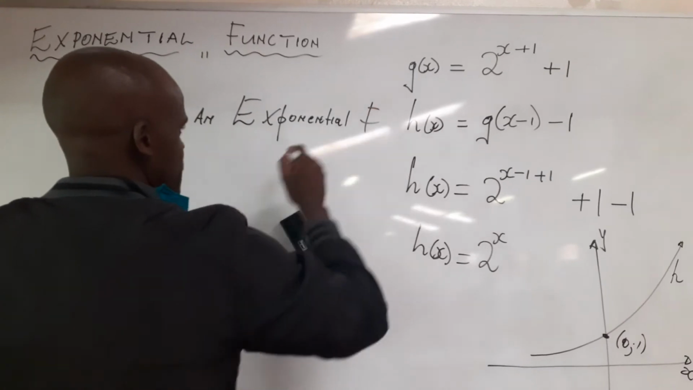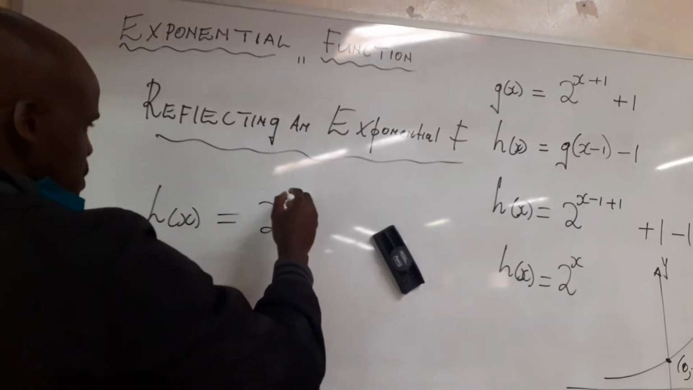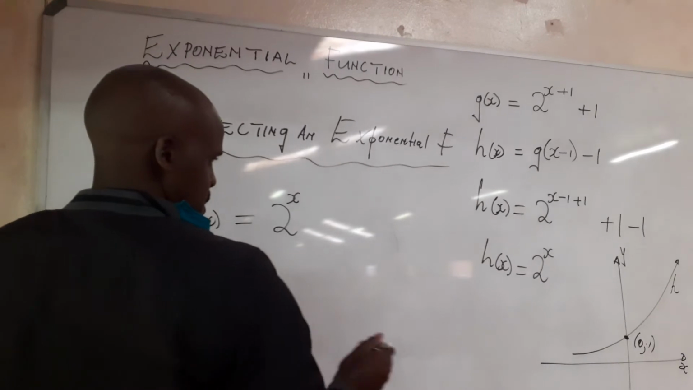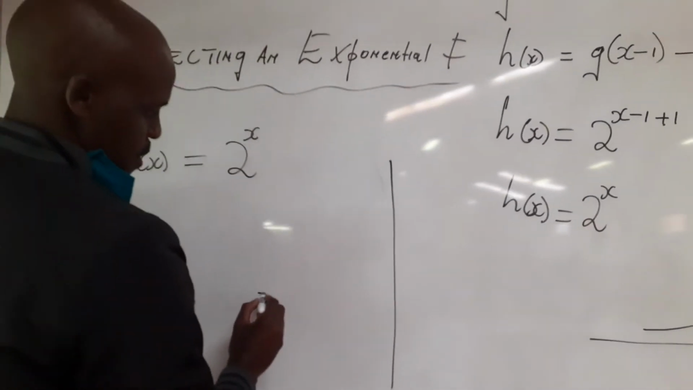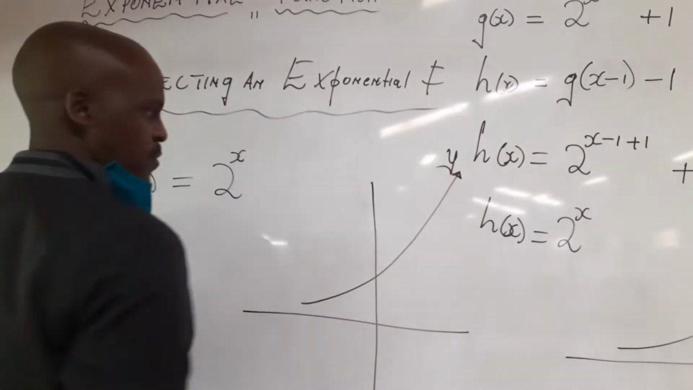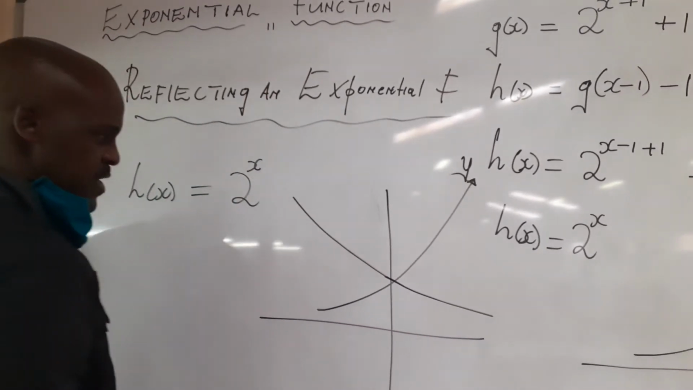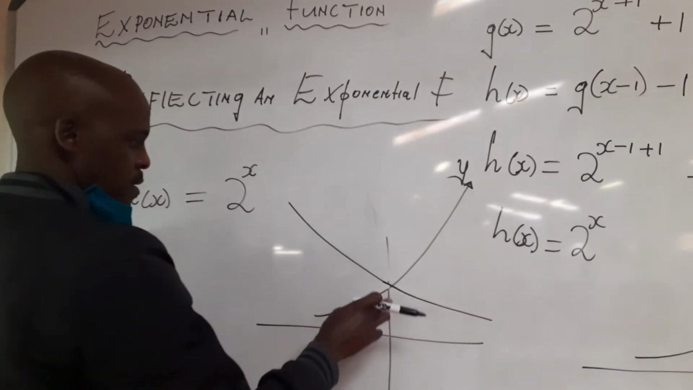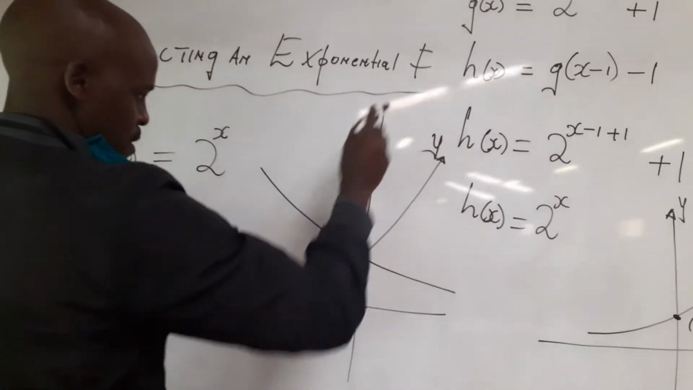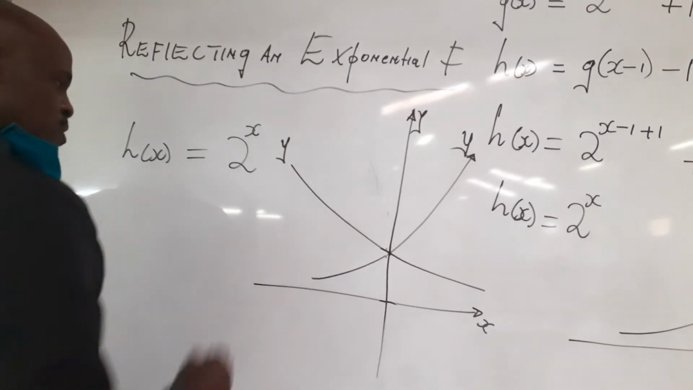We are reflecting an exponential function, h at x is equal to 2 exponent x. Remember, we had this function, which is an increasing function. Our y there is positive. And again, if this graph is decreasing, it comes from that direction. Again, y is positive there.